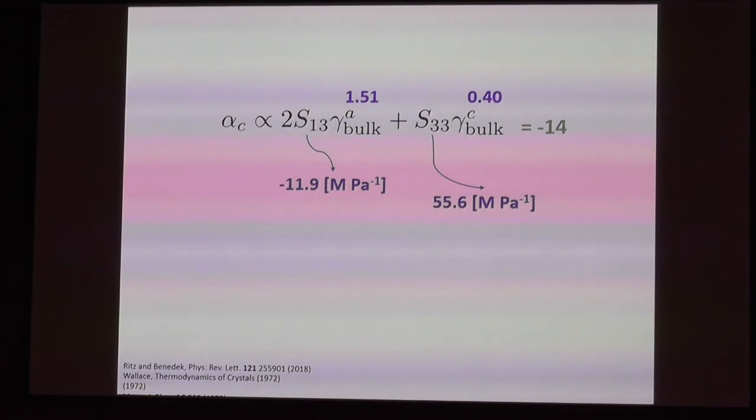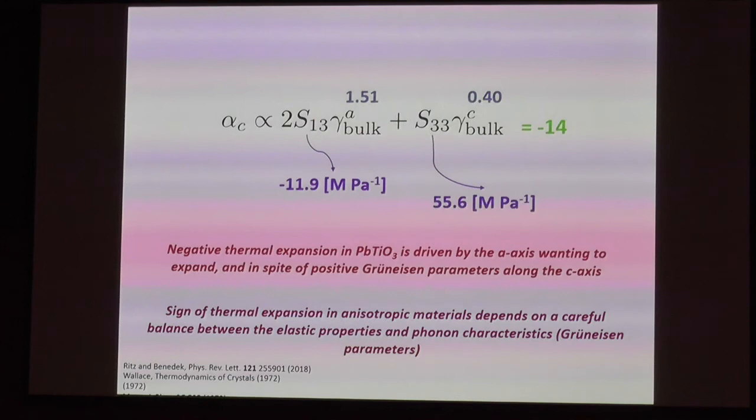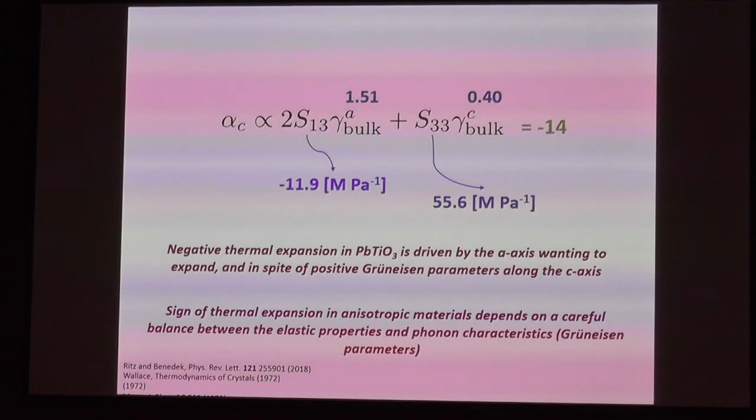And so the interpretation of this, and I've kind of already hinted at it, is that it's not being driven by the axis that's actually shrinking with temperature. It's being driven by the positive thermal expansion of the A-axis. And then because there's this very strong elastic coupling between the A and C axes, C is just getting pulled down for the ride. And the net effect is volumetric negative thermal expansion.